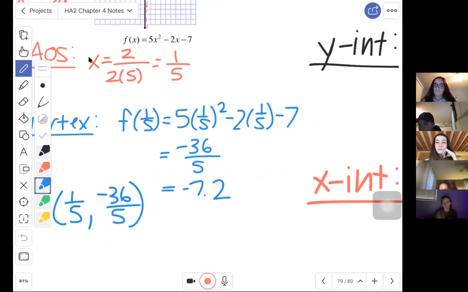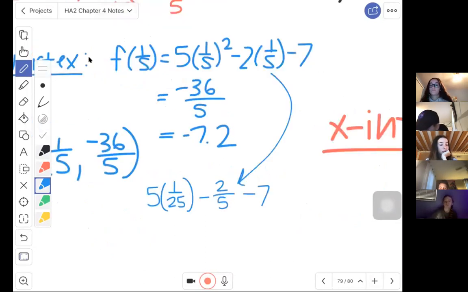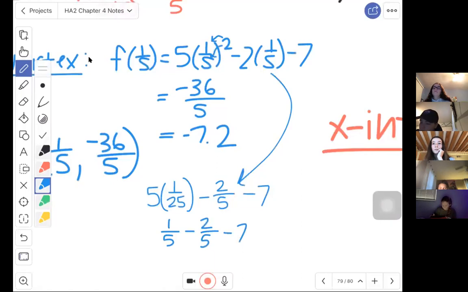Let me do this down here. When we square that 1/5, the squared goes to both that 1 and the 5. When we multiply that by 5, it would be 5/25, which is the same as 1/5. Minus 2/5 minus 7. Try and plug that in your calculator and then see if you get it.